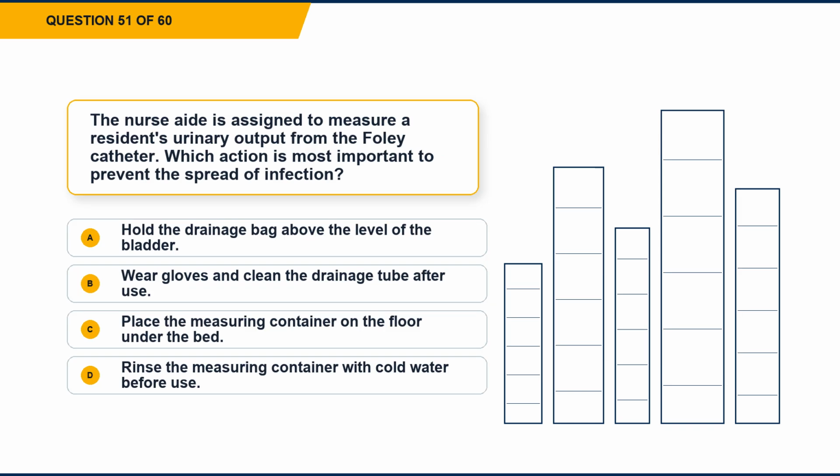Question 51. The nurse aide is assigned to measure a resident's urinary output from the Foley catheter. Which action is most important to prevent the spread of infection? Option A. Hold the drainage bag above the level of the bladder.